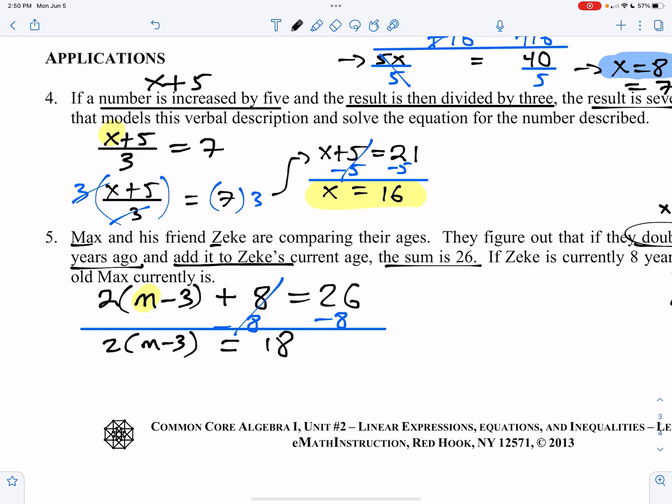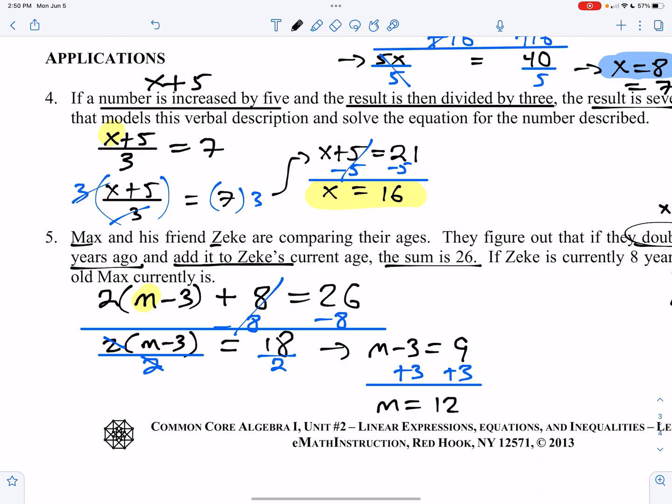So 18. Now I need to get rid of that 2. Well, I can see I'm multiplying by 2. The parentheses means multiply by 2. So I'm going to do the opposite of multiplying by 2, and I'm going to divide both sides by 2. Cancels, cancels. Now I'm left with M minus 3 equals 18 divided by 2 is 9. We're almost done. The opposite of subtracting 3 would be to add 3. And that means Max is 12 years old.